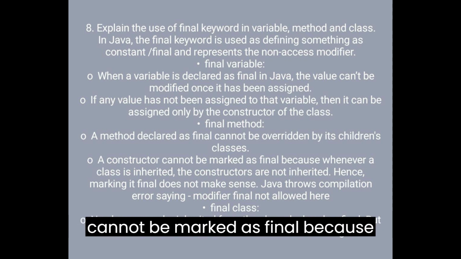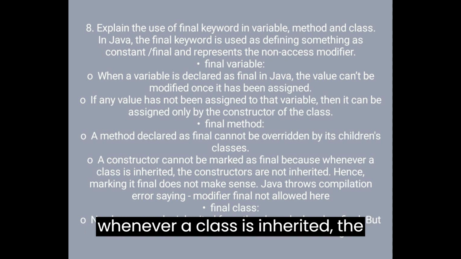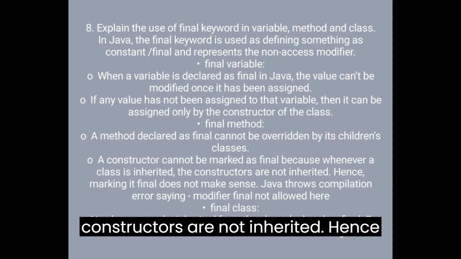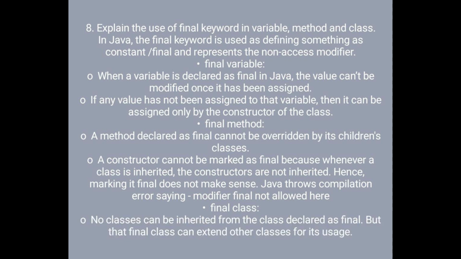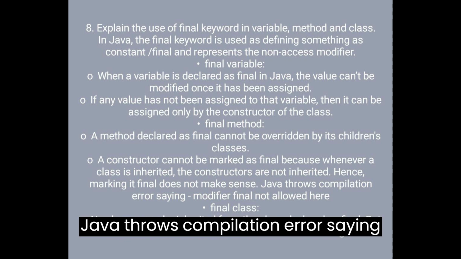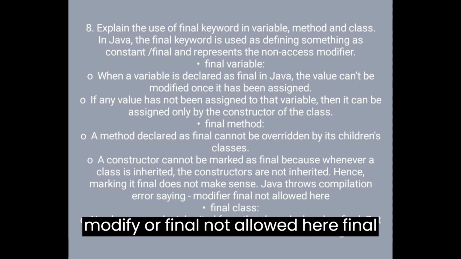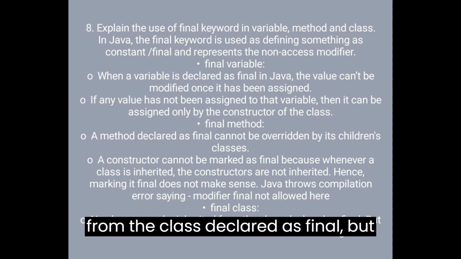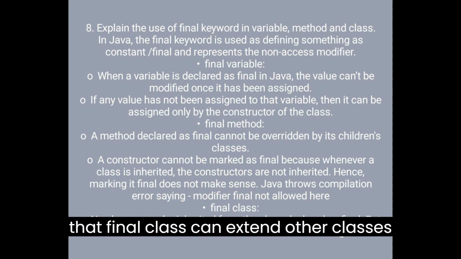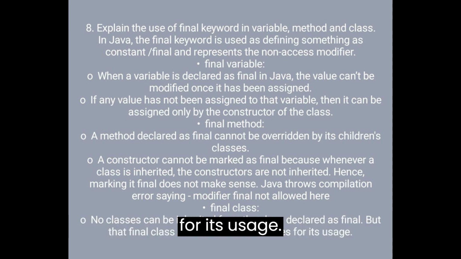A constructor cannot be marked as final because whenever a class is inherited, the constructors are not inherited. Hence, marking it final does not make sense. Java throws compilation error saying modifier final not allowed here. Final class: no classes can be inherited from the class declared as final. But that final class can extend other classes for its usage.